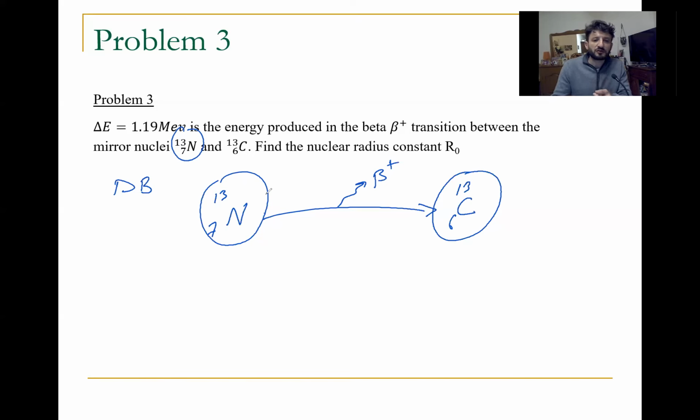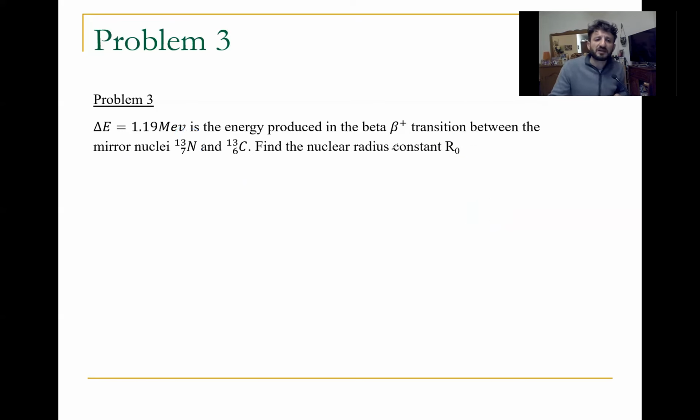These two nuclei, we say here, are mirror nuclei. What do I mean by mirror nuclei? Okay, it's important. The question now: find the nuclear radius constant R0. Let me explain, first of all, what I mean by mirror nuclei.